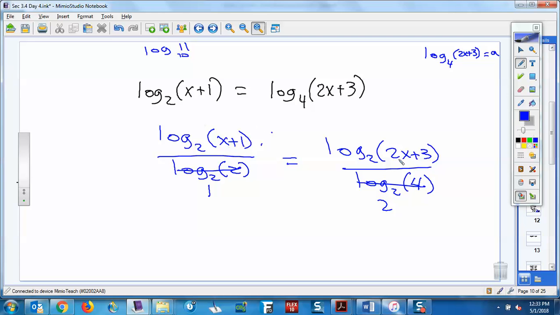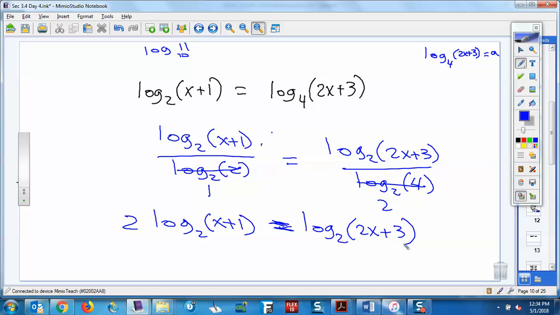Now, you can't set these equal because you got this 2 here, but multiply this 2 over here. Now you get 2 log base 2 of x plus 1, right, equals log base 2 of 2x plus 3. So some people would think, oh, this is confusing, all the different ways, but if you're really understanding how those properties work, it makes sense that there'd be multiple ways. If you understand properties, you can pick one that's going to work for you.